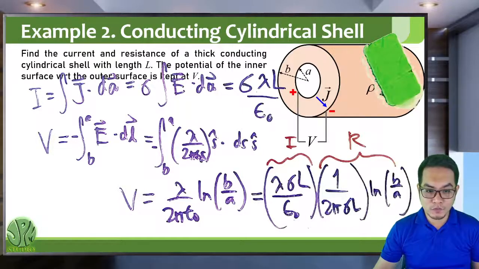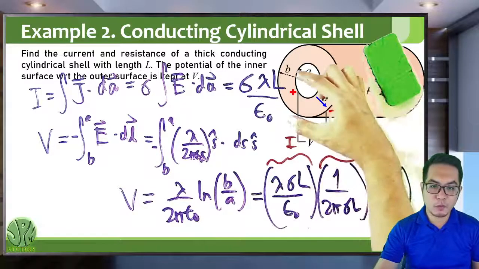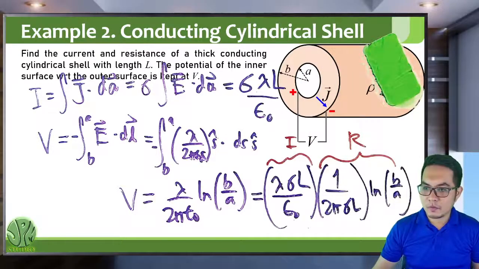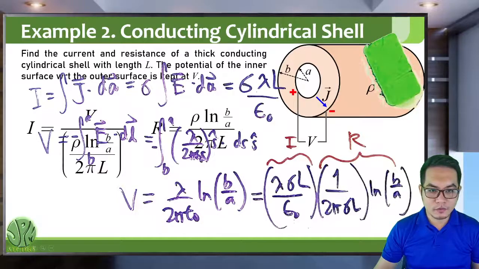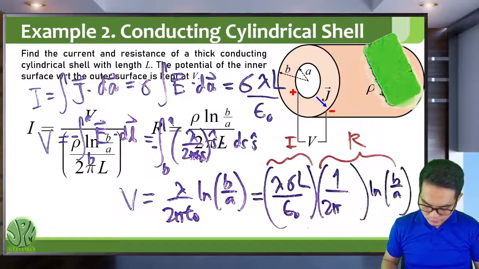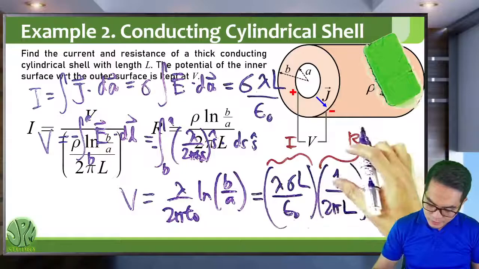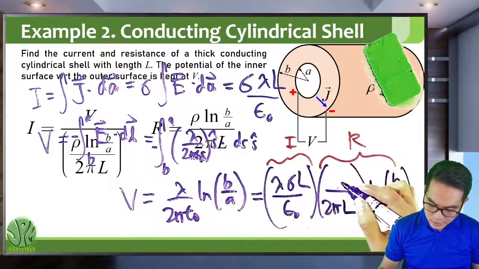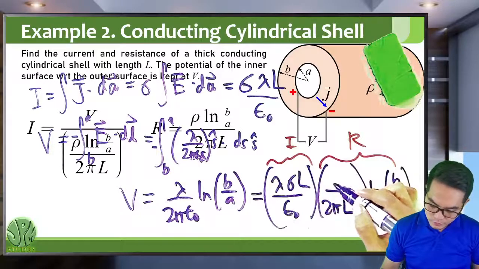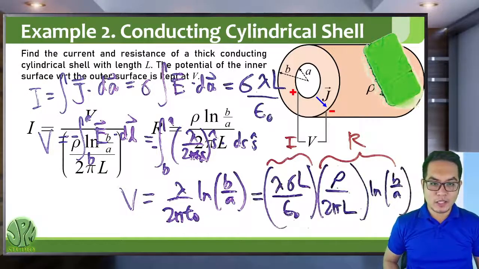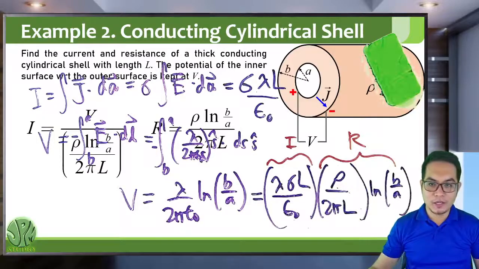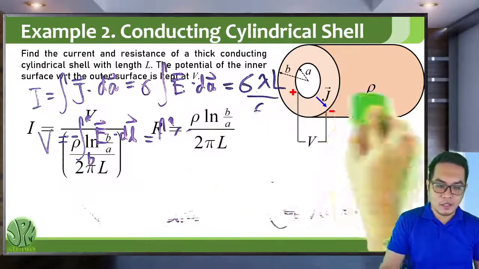By virtue of Ohm's law, V is equal to I times R, because we already solved for I. Okay. Instead of sigma, the conductivity, you can write its inverse. The inverse of the conductivity is rho, which is resistivity. So you can also write this as rho ln B over A over 2 pi. So this is our result.